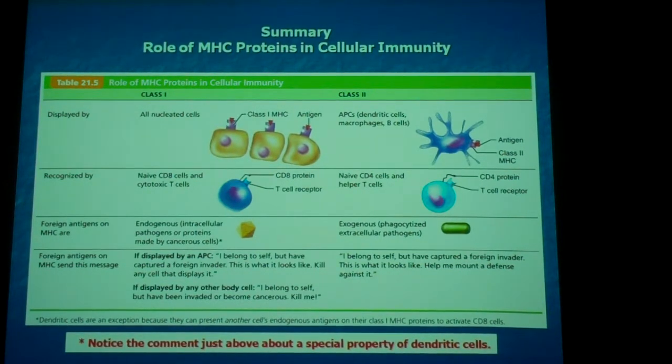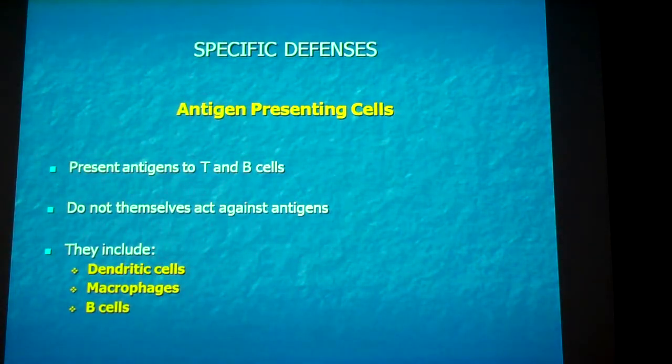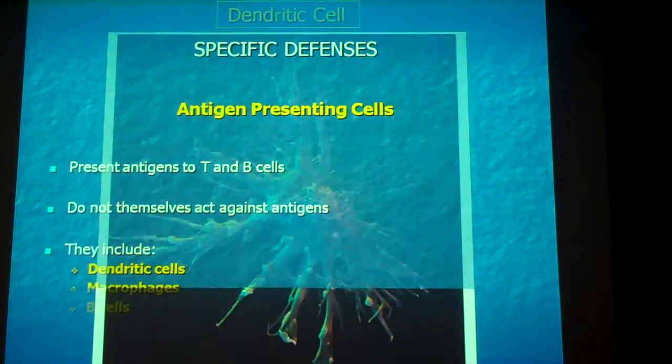Now, why is it important for the antigenic fragment to be presented on the cell membrane for the T cells? Because T cells can't see inside a cell. It has to be on the surface of the cell so they can see it. These antigen-presenting cells, what kind of cells are we talking about? Well, they're these right here: dendritic cells, macrophages, and B cells. Later I'll show you why a B cell is classified as an antigen-presenting cell.